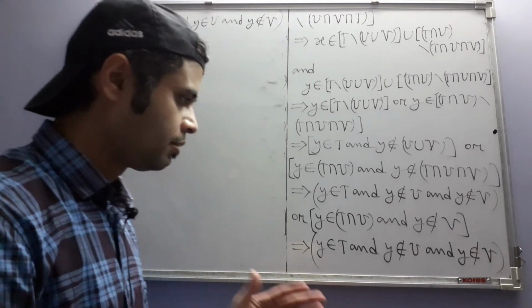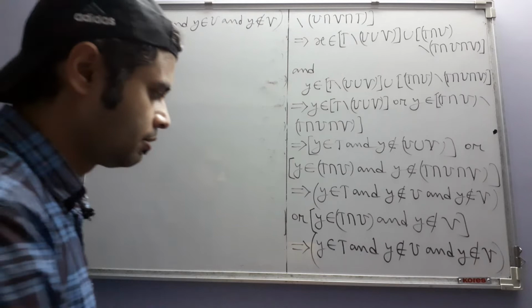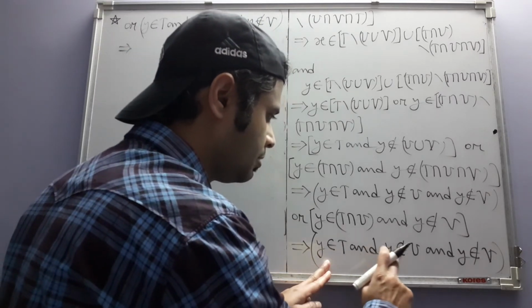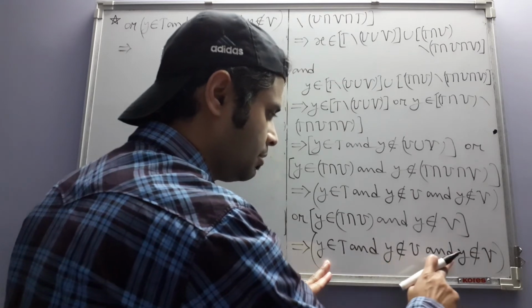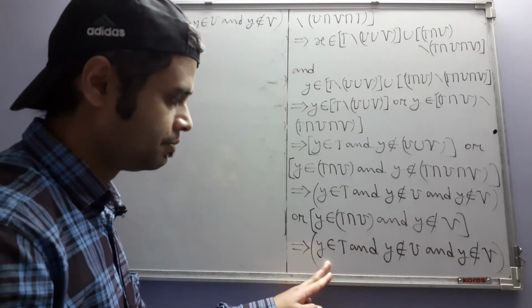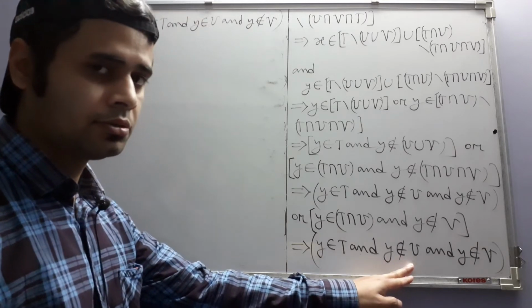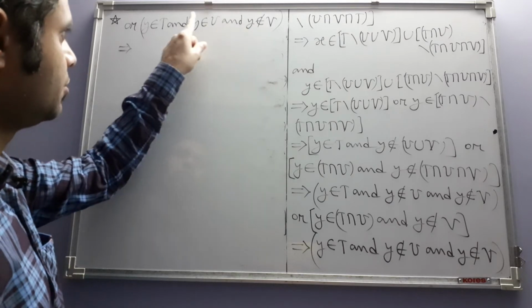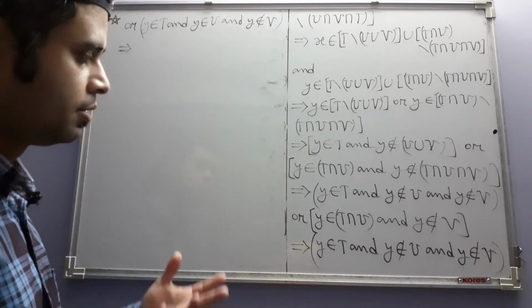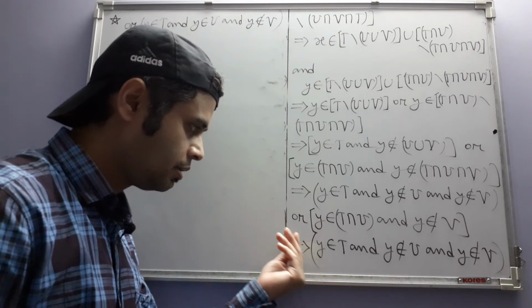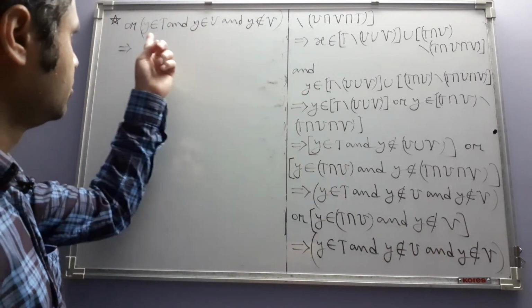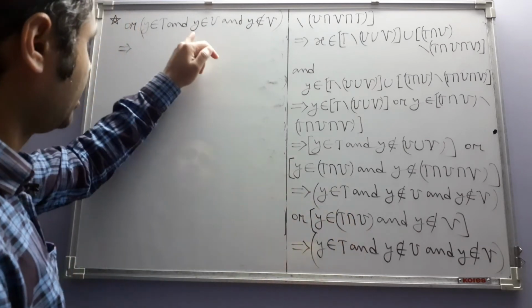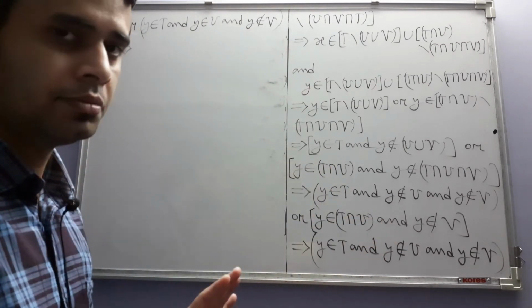Okay, let us now look at how far we have come. Y belongs to T and Y does not belong to V and Y does not belong to U, or Y belongs to T and Y does not belong to V and Y belongs to U. In both the cases, whether this is true or this is true, Y is in T always, and also Y is never in V.